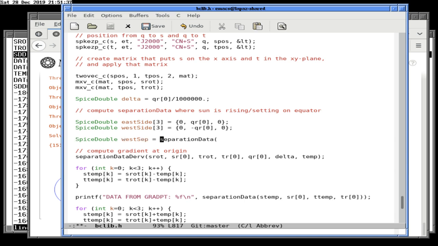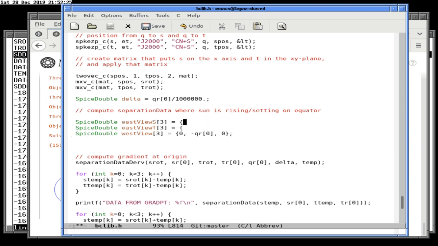The west separation is going to be the separation data for the rotated coordinates of... No! Because of the way we're doing this, we have to actually change where S is. So we can do that. These aren't really the east side. These are the east view and the west view of the S and T. So we're going to be a little bit careful there. So the normal view from the center is just going to be... Oh, Jesus Christ, we have to do it for two: east view for S and the east view for T.